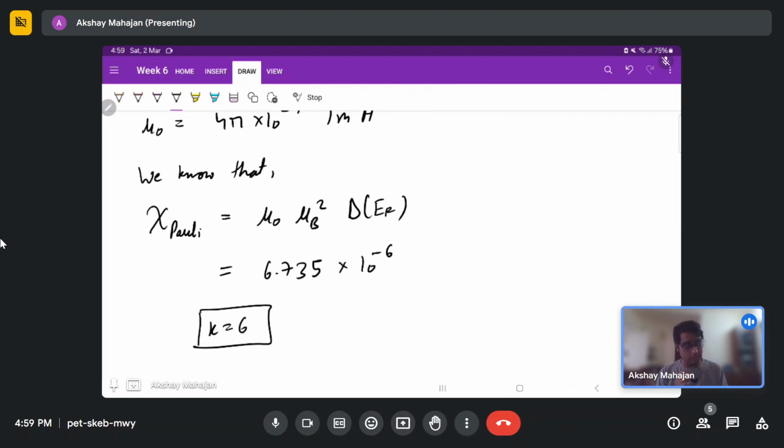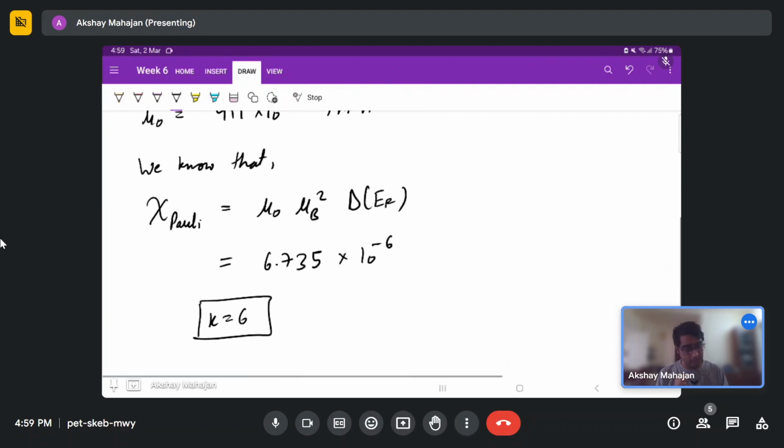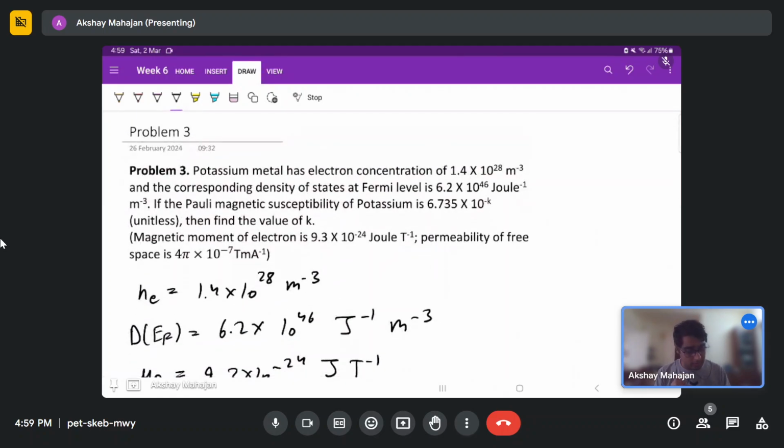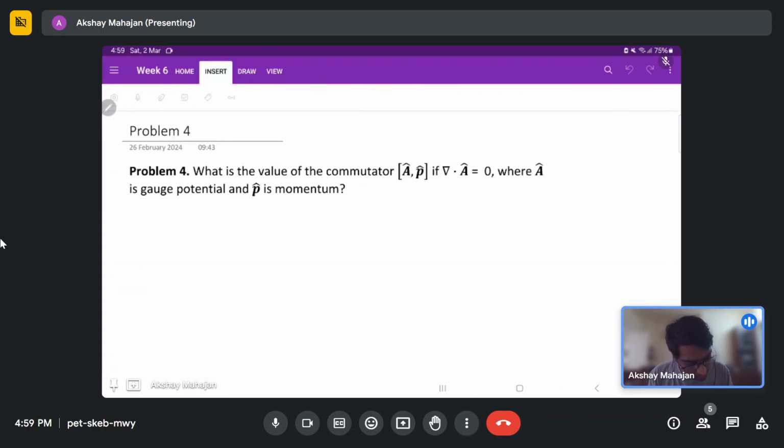You just need to remember that the Pauli paramagnetic susceptibility is given by this formula, μ_0 μ_B squared times the density of states at the Fermi energy. Okay, so this was our problem number 3. So let's move on to problem number 4.